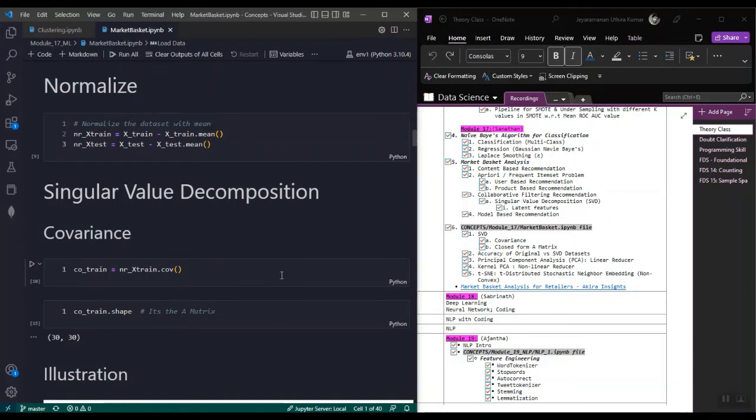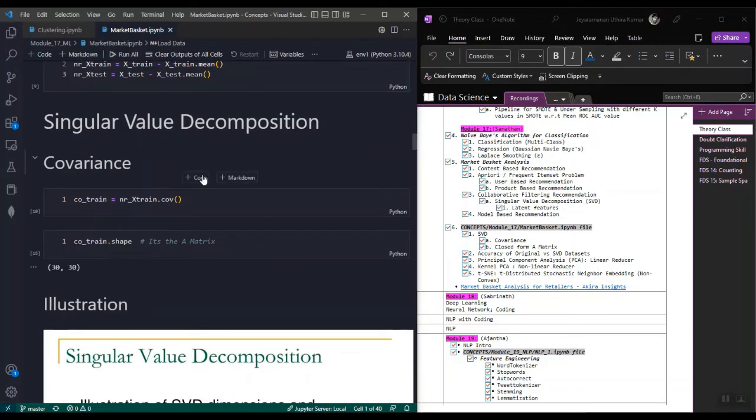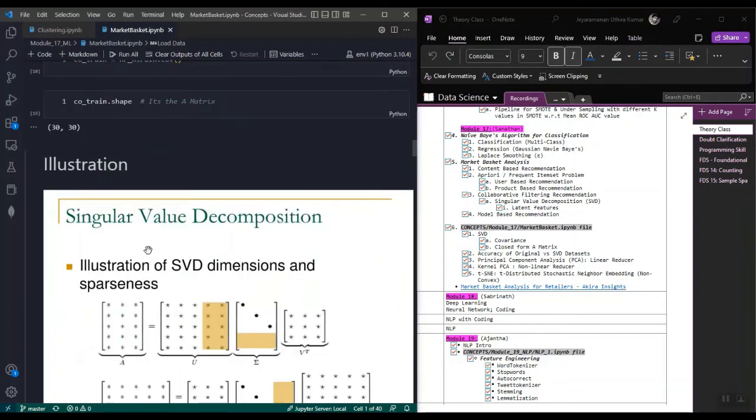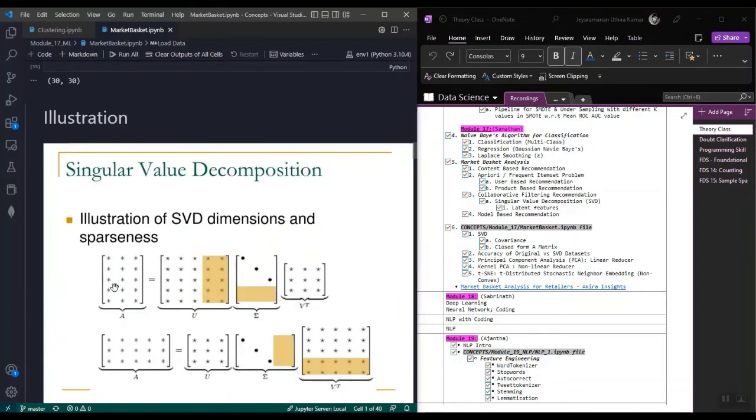We find the covariance. Covariance is nothing but columns times columns, so it is basically a symmetric matrix. As we know, the shape is 30 by 30. That is nothing but the A matrix. As we discussed earlier, A is equal to U times epsilon times V transpose. So here it is, that A matrix here. Okay, so this is the A matrix.